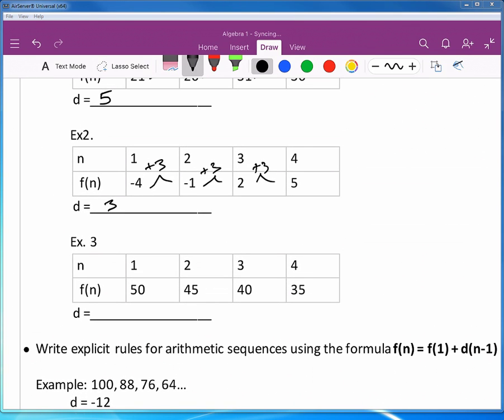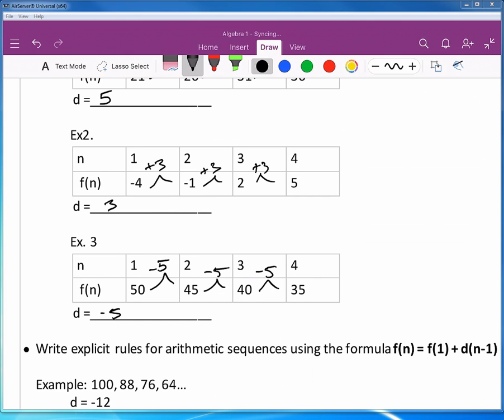Okay, example 3, from 50 to 45. Now we're subtracting 5, okay? A little bit different. 45 to 40, minus 5. 40 to 35, minus 5. That means your common difference is going to be negative 5. That's what it's changing by, okay?